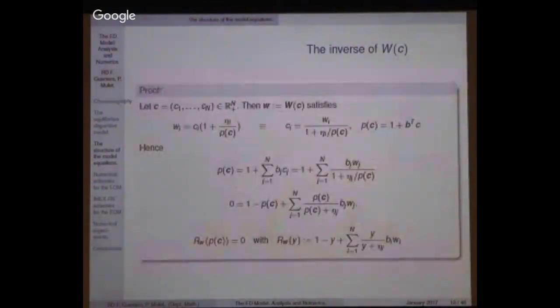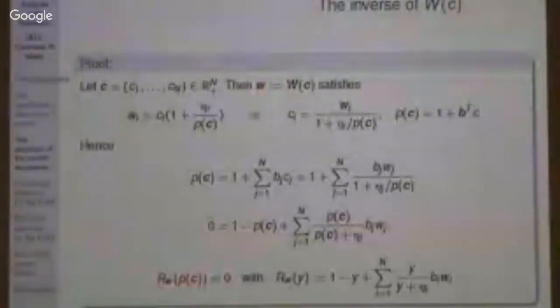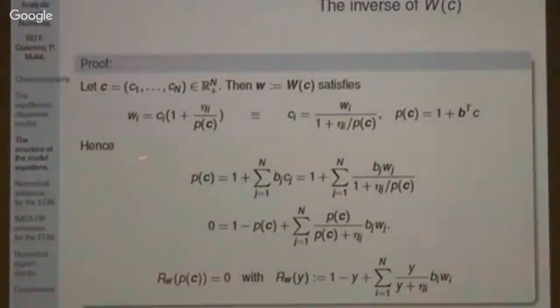And why is this? It's more or less the same argument. It's a very nice argument. So assume that you have a set of concentrations, a vector of concentrations, and you take the image by W. So here's the image. And if you solve for Ci, here's Ci, except that Ci is also over here, down there.